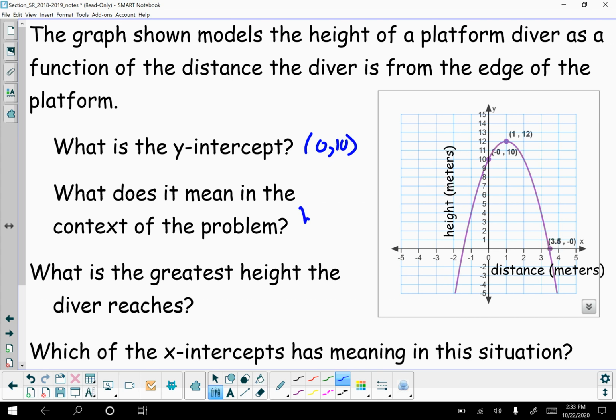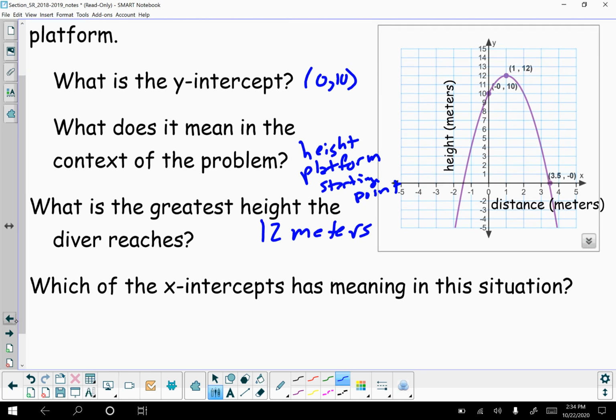That was the height of the platform that the person jumped off of. That was the height of the platform, or the starting point. Okay. What is the greatest height the diver reaches? Well, the diver appears to reach 12 meters because that's at the vertex. So the person obviously jumped up, or the board sprung this person in an upward direction.